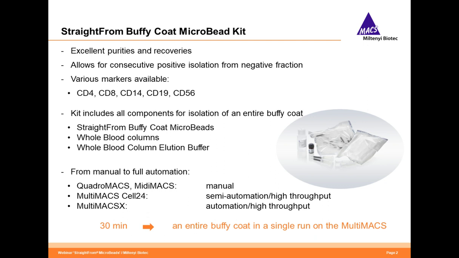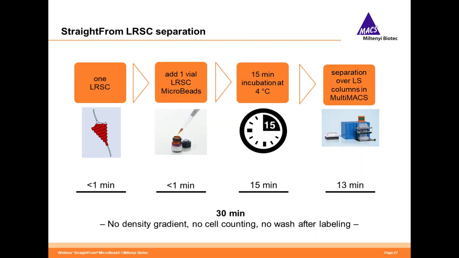Similar to how we configured the kits for the leukapheresis, here we also provide one kit which includes all components for the isolation of cells from one entire Buffy Coat. It has the StraightFrom Buffy Coat MicroBeads, the whole blood columns, and the elution buffers. This separation you can do manually via the QuadroMACS or using MidiMACS, or, what we prefer, using the MultiMACS Cell24 or the MultiMACS X. Again, only 30 minutes for an entire Buffy Coat in a single run.